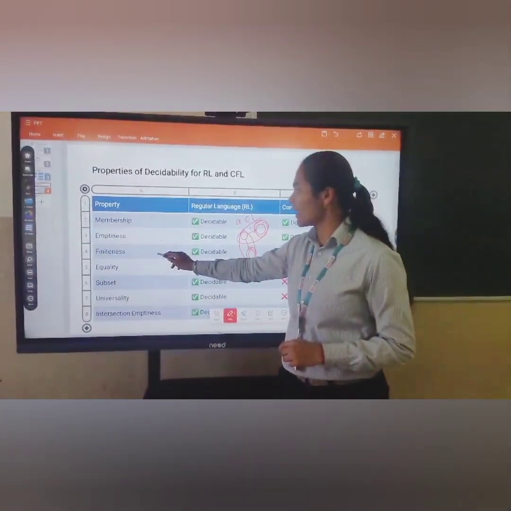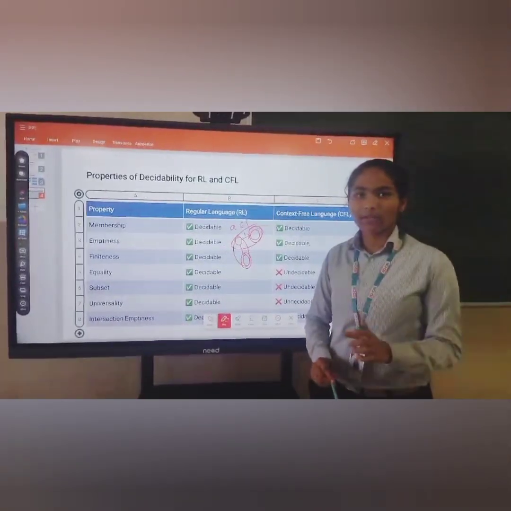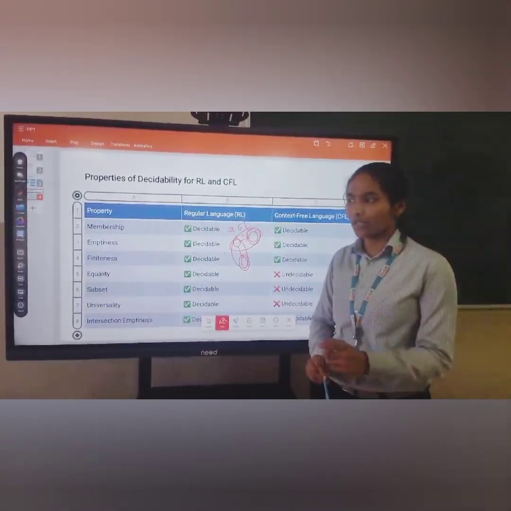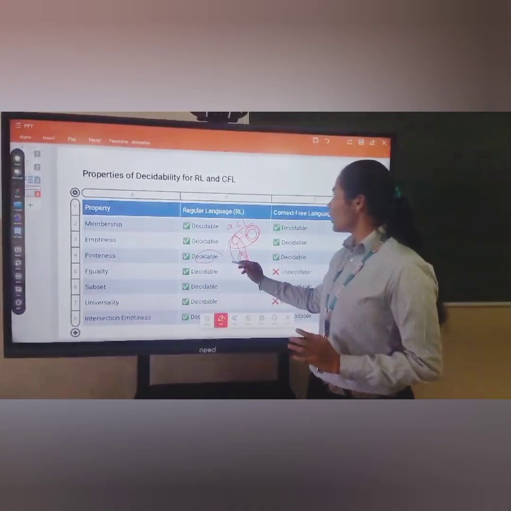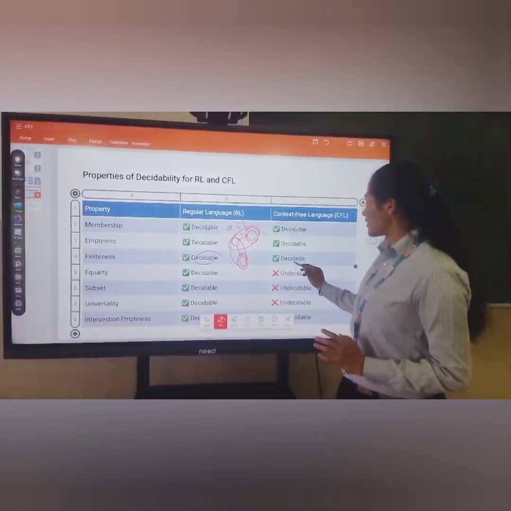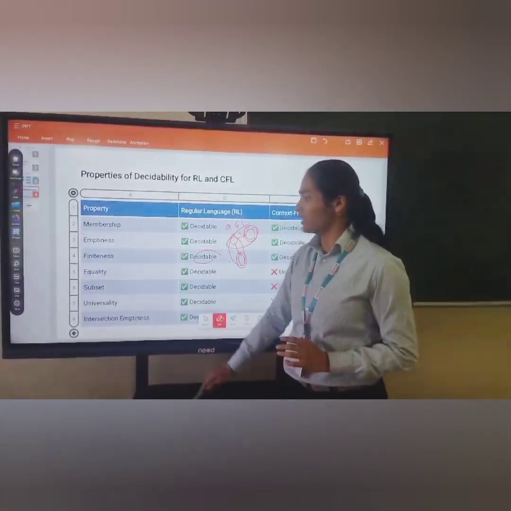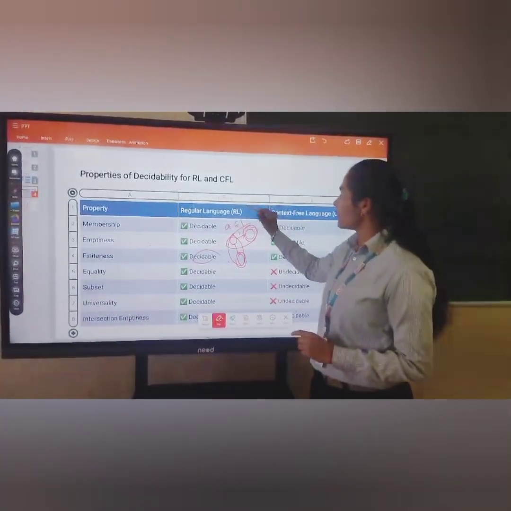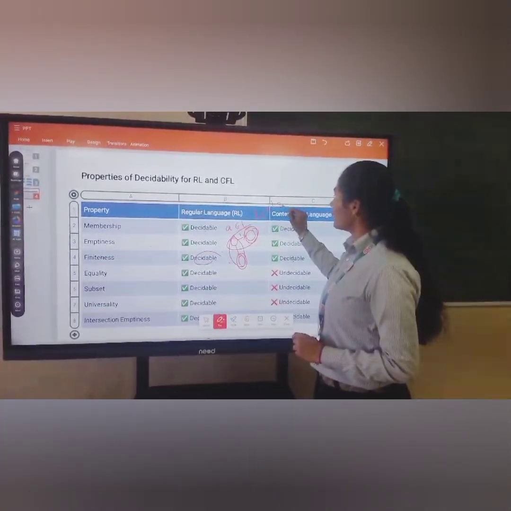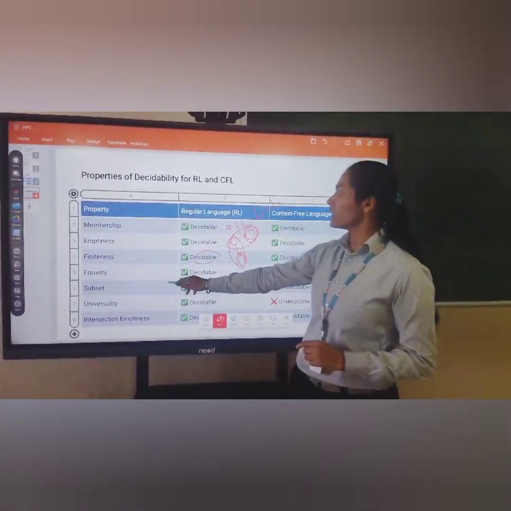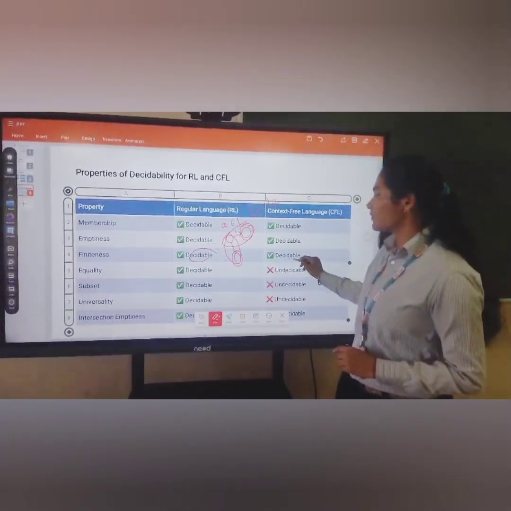Next is finiteness. In that, the language contains a finite number of elements. It is decidable for the regular language and decidable for the context-free language. Next is the equality property. That means both languages L1 and L2 are equal. It is decidable for regular language and undecidable for the context-free language.